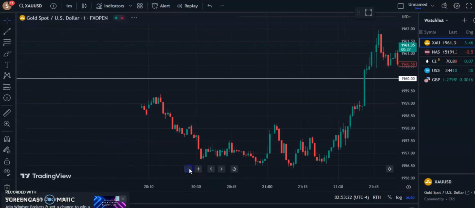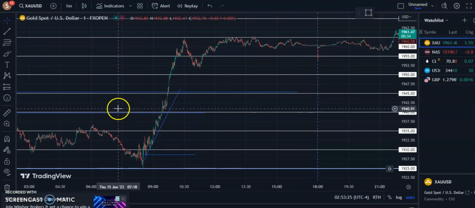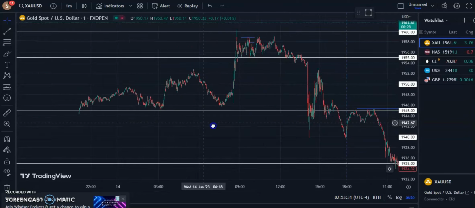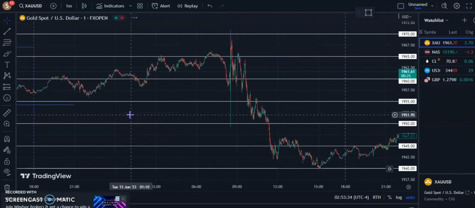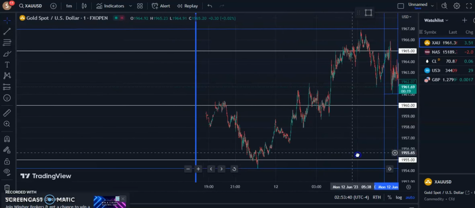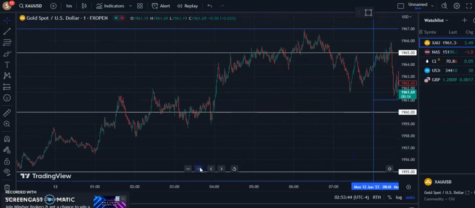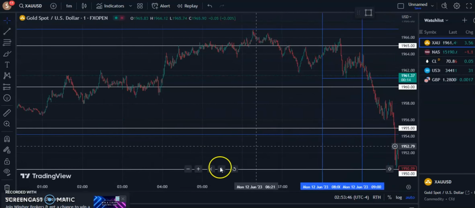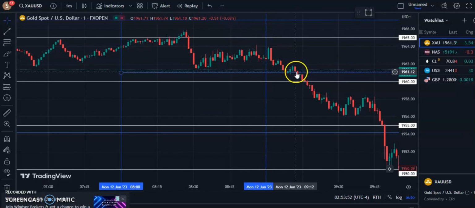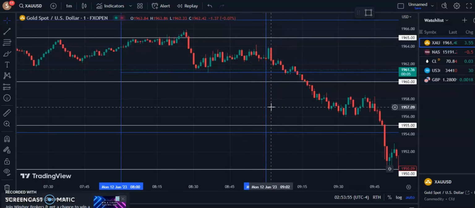Now the market has broken down. I want to show you how to know whether the market is reversing or continuing. This is the first hour. The market breaks down. Now I like to look at the market after 9:30, because from there I can have a nice bias of where the market is going to go after the market opens.